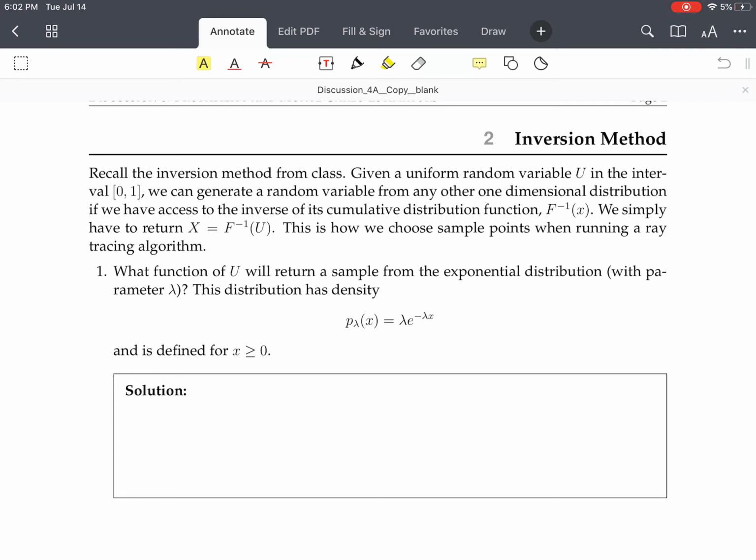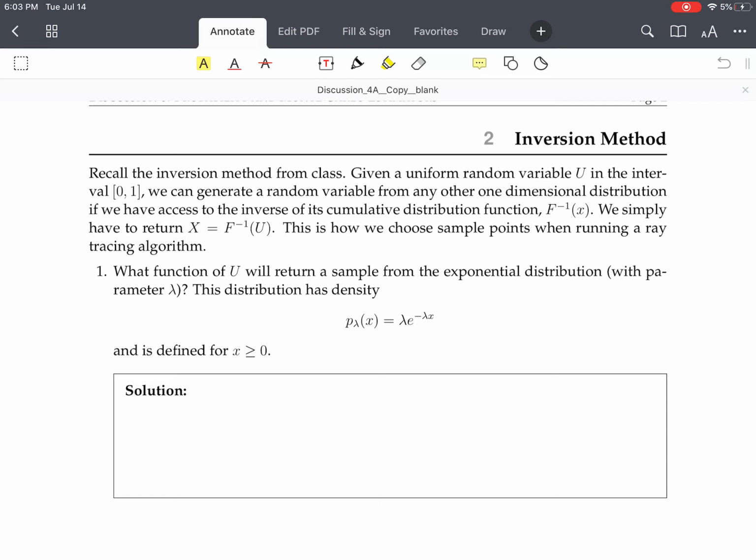The reason is the cumulative distribution function F of x takes a value anywhere in the range of this random variable and returns a number from 0 to 1. So we want to take the inverse, which takes a number from 0 to 1 and gives us the corresponding value in the domain of the random variable. If we can randomly generate samples between 0 and 1, we can randomly generate samples of any random variable. We use this to choose sample points when running ray tracing.